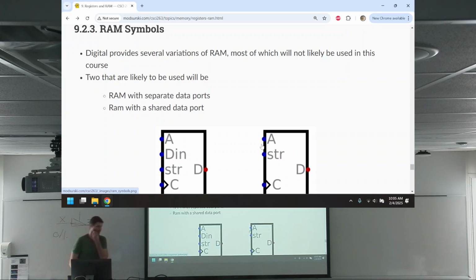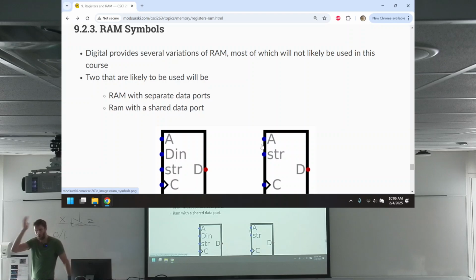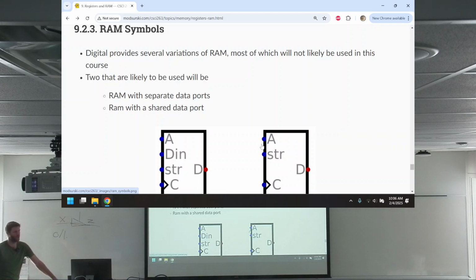RAM symbol. So we just learned about the register symbol. Well, now we've got the RAM symbol, right? Another layer of abstraction. We just went from AND gates to SR latches to D latches to D flip-flops to registers, and now we're at RAM. We just blitzed through storing data by adding layers of abstraction, which is good. We like this. Digital provides several variations of RAM, most of which are not going to be used in this course.